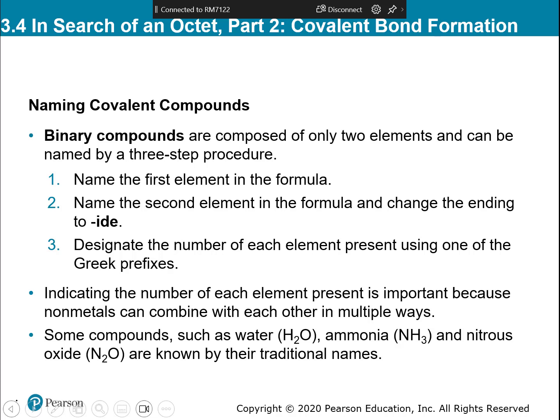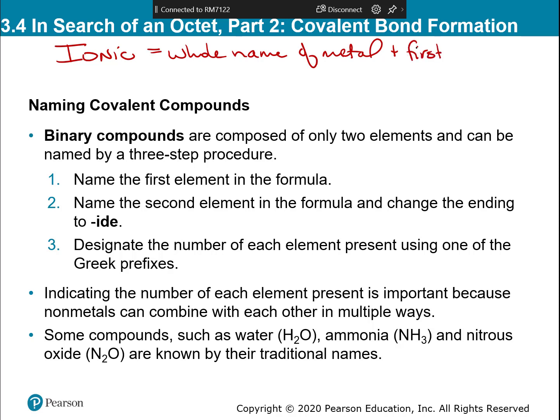So we talked about naming ionic. Remember that when generally naming ionic compounds, you use the whole name of the metal, the first part of the nonmetal, and then you add IDE. Unless it's a transition metal, you've got to use the Roman numerals. Unless it's a polyatomic, in which case you've got to use that. But the first part of the nonmetal plus IDE, that's kind of the basic plan with ionic.